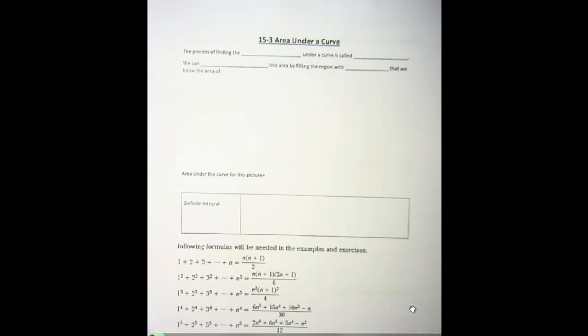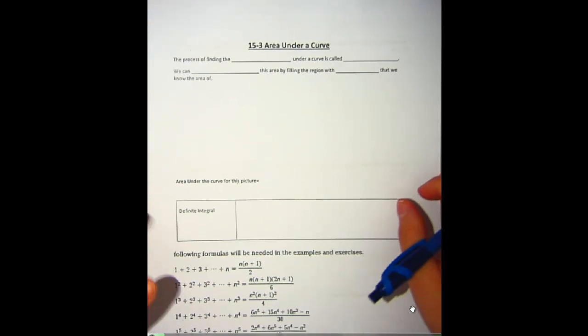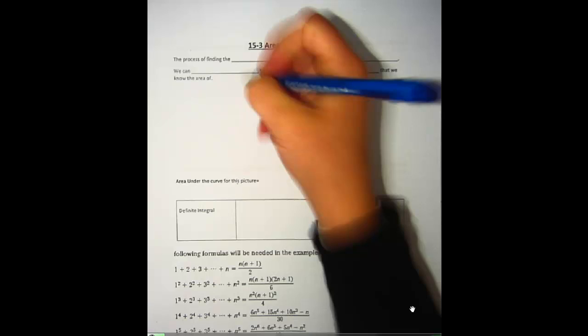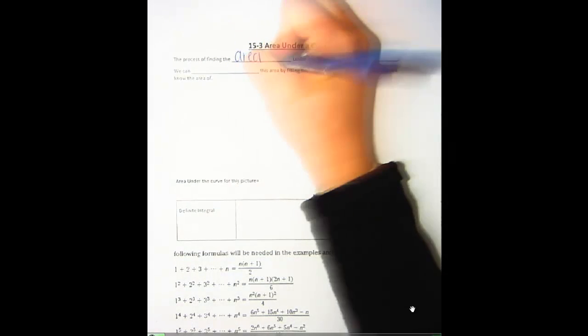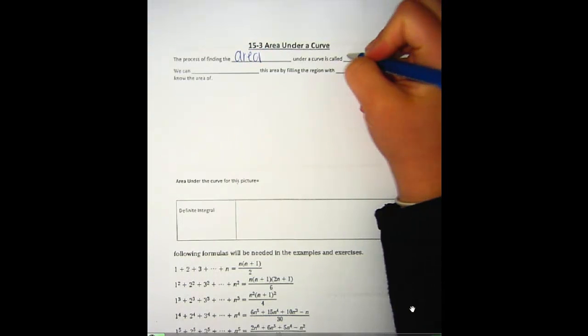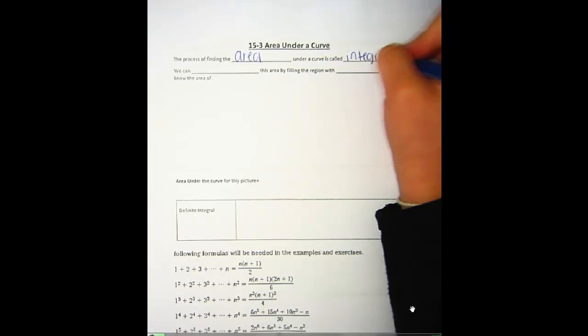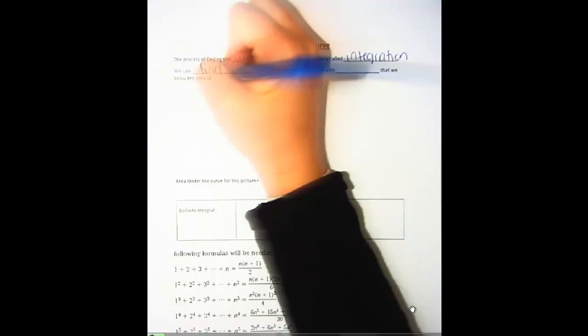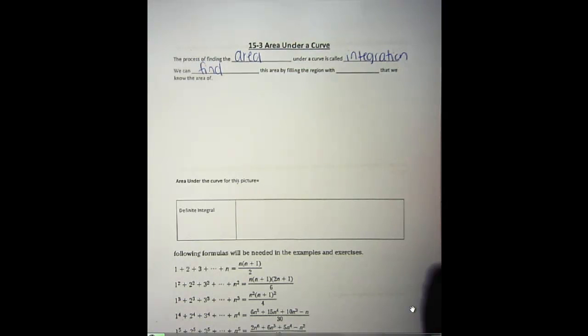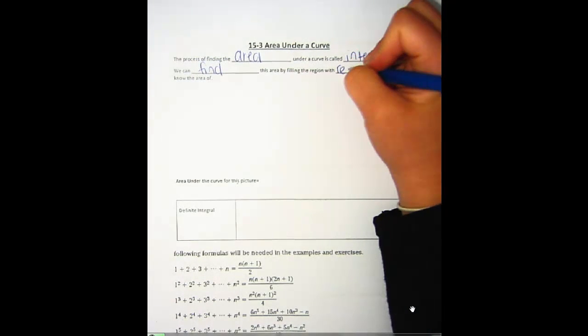Alright, so for those of you that weren't here the day we learned about taking the area under a curve, I'm going to give you a new note sheet so that you don't fall behind and know what you're doing. The process of finding the area under a curve is called integration. And we can find this area by filling the region with rectangles that we know the area of.